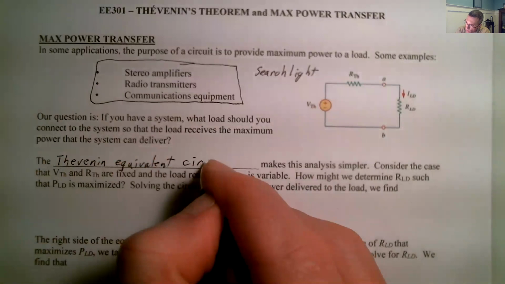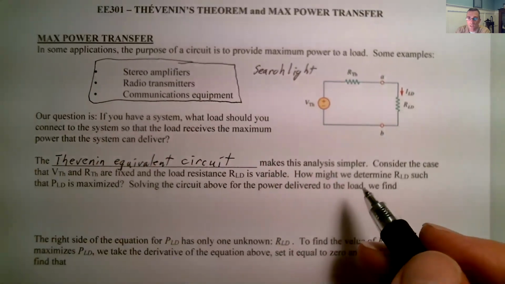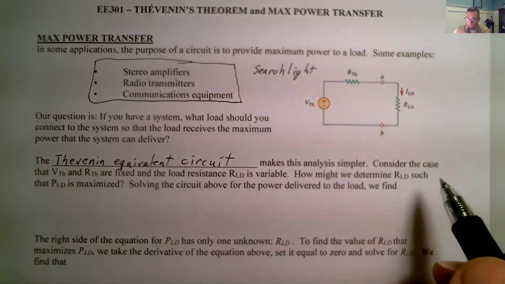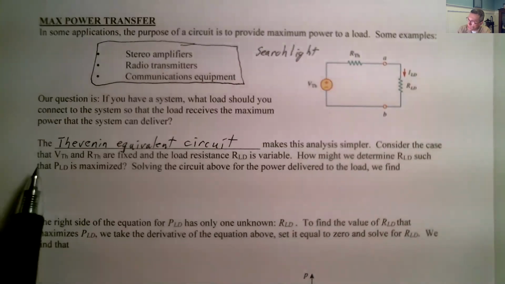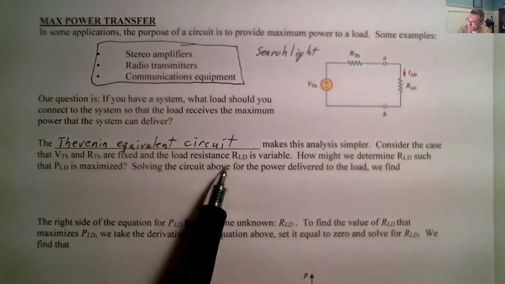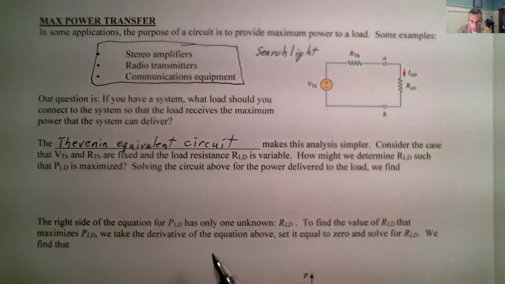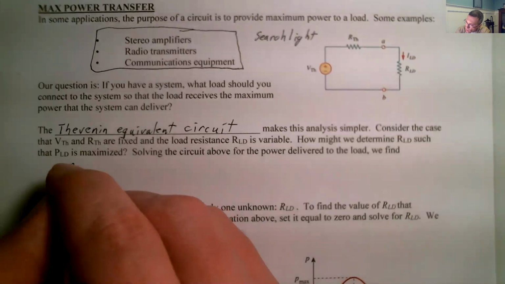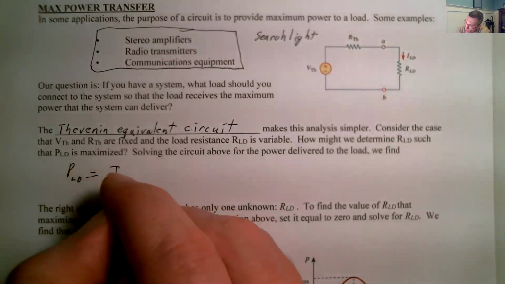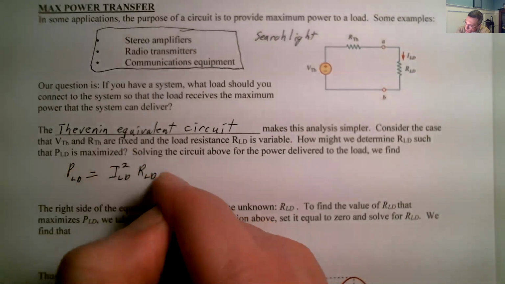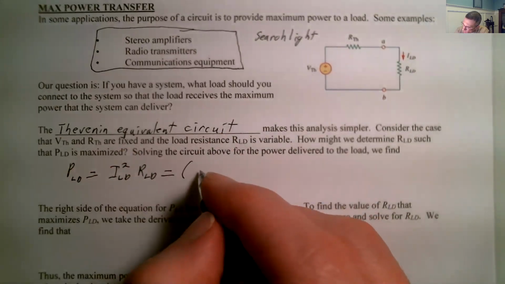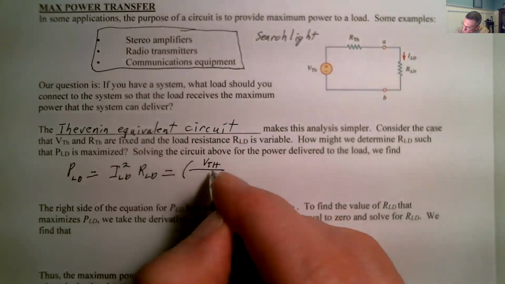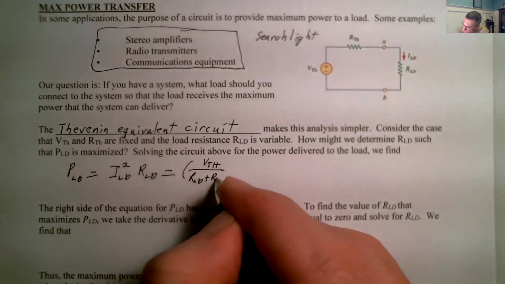makes the analysis simpler, because you can throw in all different kinds of loads with the circuit and figure out how much power is going through. So we have the case where the Thevenin voltage and the Thevenin resistance are fixed, and the load resistance is varying. So how do we determine our load such that P load is maximized? Well, P load is equal to I load squared times R load. That's the equation that we want to use. That's the good one for a resistor. And we said a little bit earlier that I load was equal to VTH divided by R load plus RTH.